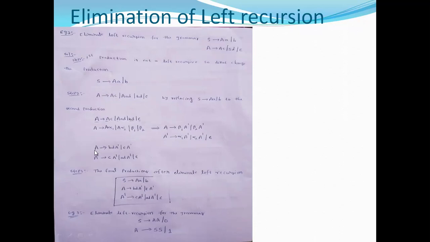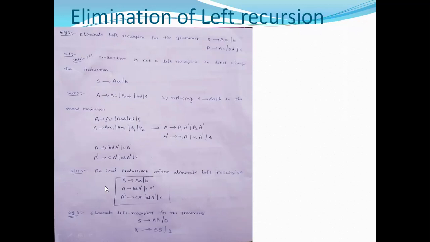So the production becomes A is production with BD A dash, where BD is beta 1 and beta 2 is epsilon, so epsilon A dash. And A dash is production with C A dash, where C is alpha 1, so alpha 1 A dash, alpha 2 that is AD, A dash, and epsilon. So here is the conversion, the elimination of left recursion, from the production A is production with AC or AAD, BD, or epsilon. These two productions are the elimination of left recursion for this production.